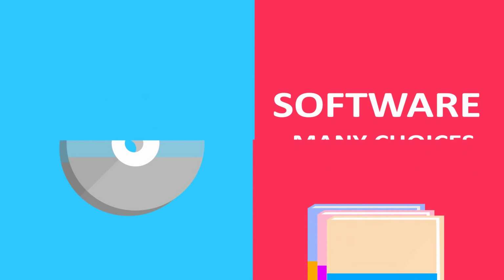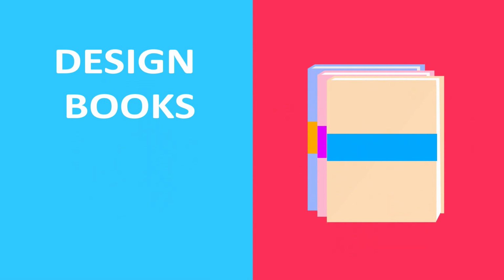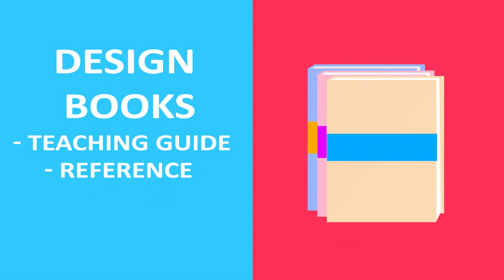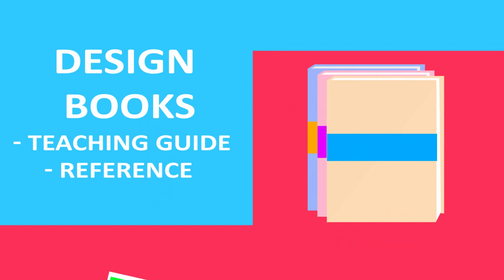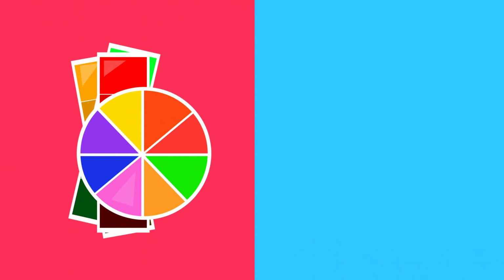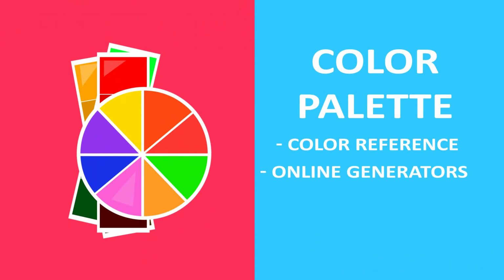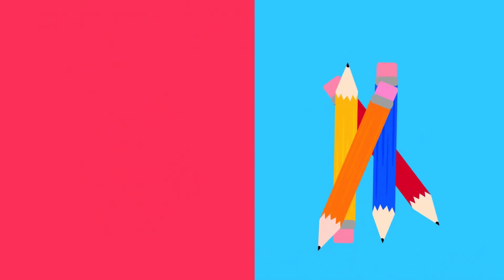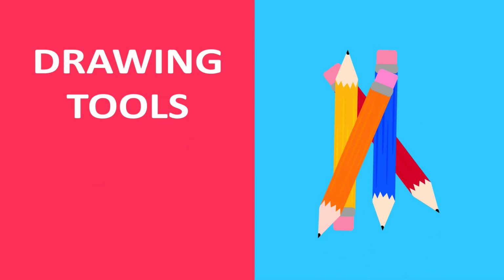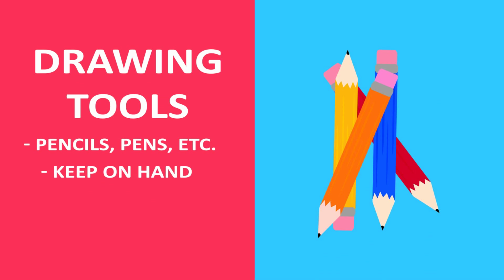When starting out, it will also be helpful for you to have at least one design-oriented book on hand so you can use it as a guide or just have it on hand for reference. While you might not need one right away, you'll definitely want to have yourself a color palette set or a generator. Last but not least, you need drawing utensils. This can be anything from pencils to markers to pens or whatever you prefer. Just make sure you have some.